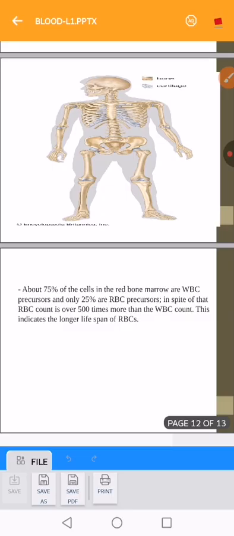The RBCs have about 120 days. This is the lifespan of RBCs. But the WBCs live only a few days. That is why the RBCs are 5 times more than the WBCs.